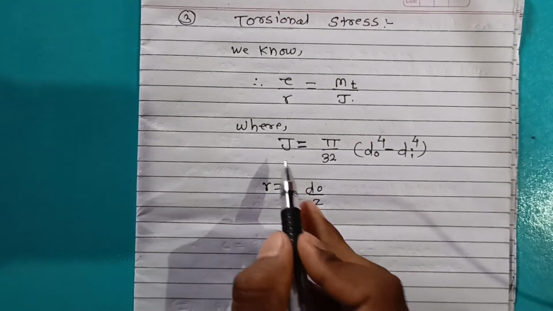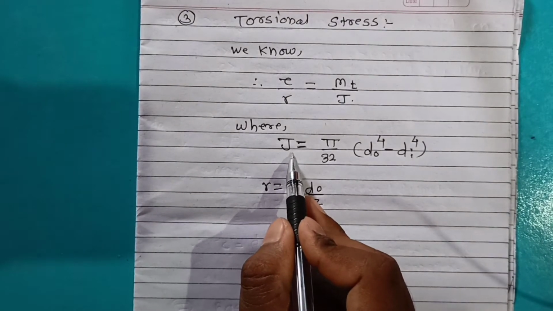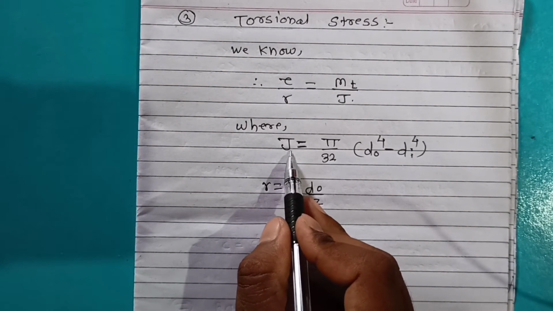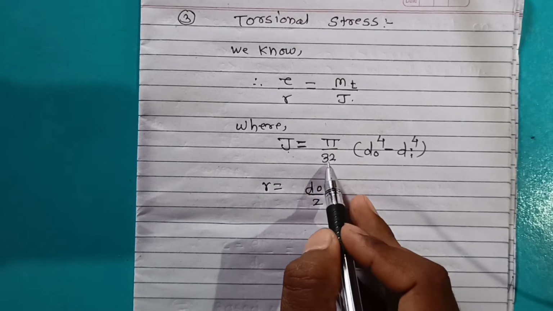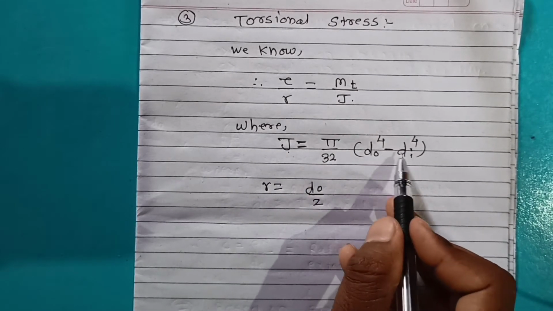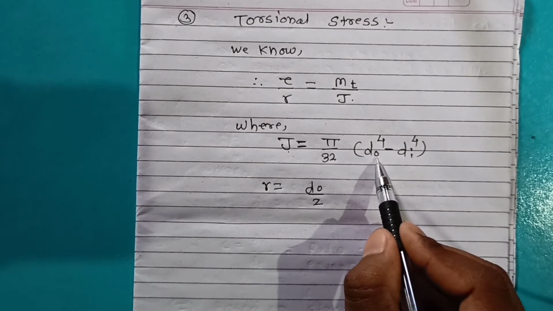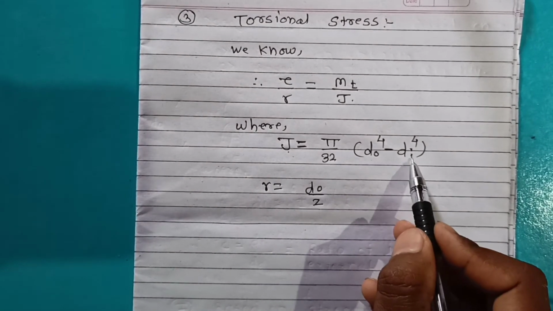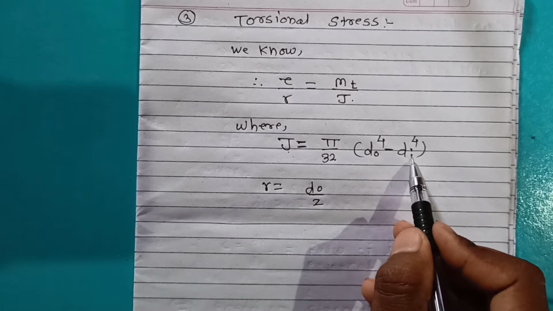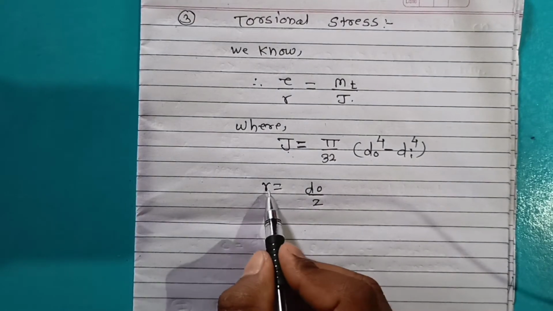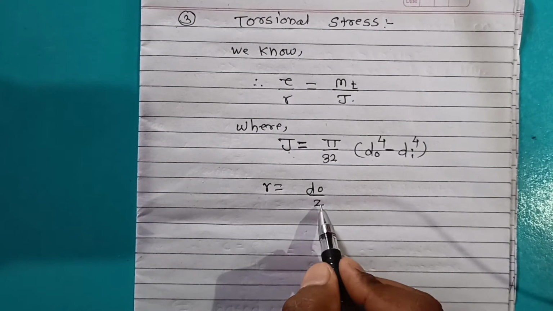See here, the polar moment of inertia for a circular cross section is represented with the help of J is equal to pi by 32 into do raised to 4 minus di raised to 4. do is nothing but the external diameter, and di is nothing but the internal diameter, and r is equal to do by 2.